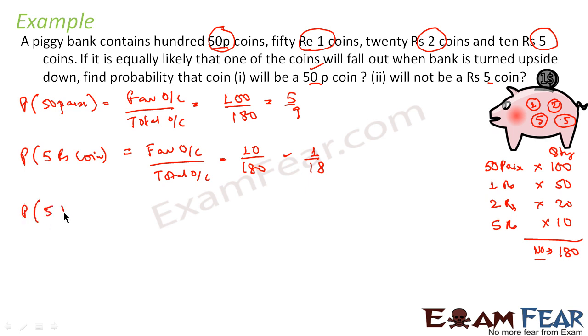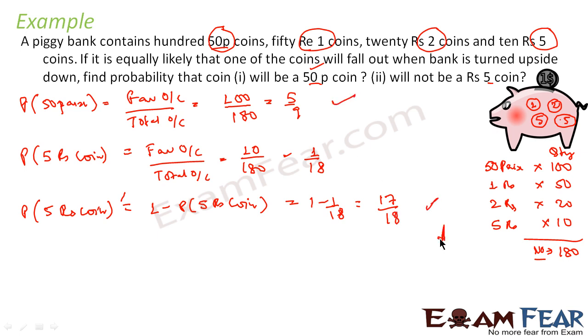Now probability of not 5 rupees coin is nothing but 1 minus probability of 5 rupees coin. Correct? This formula we know. So this comes out to be 1 minus 1 by 18, that is 17 by 18. And that is my answer. So I've got this and this: probability of 50 paisa is 5 by 9 and probability of not 5 rupees coin is 17 by 18.